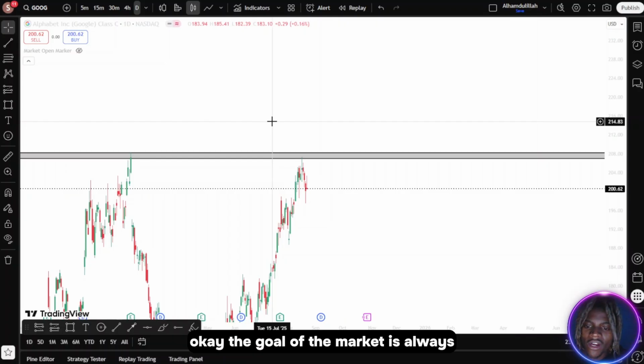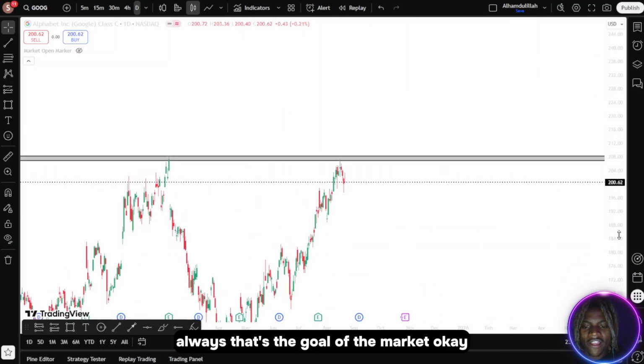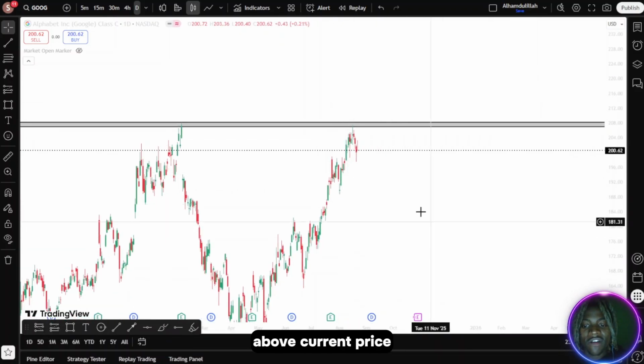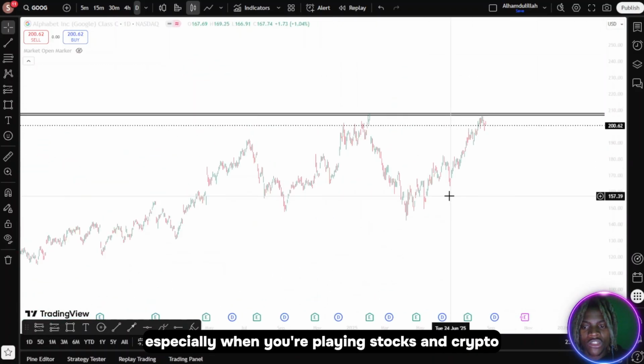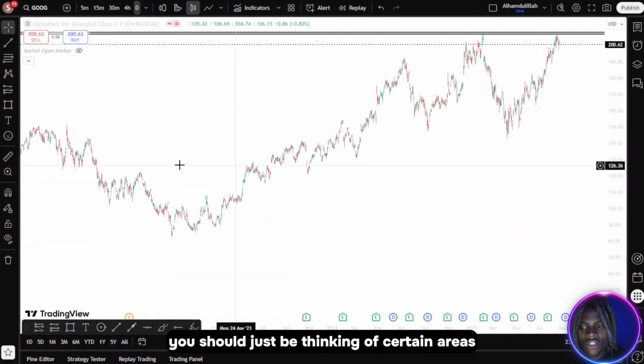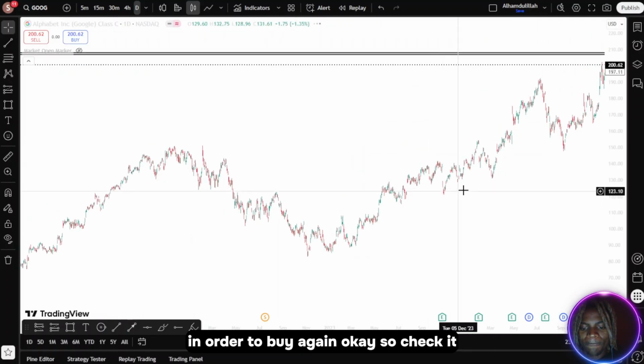The goal of the market is always trying to make new all-time highs. Always, that's the goal of the market. So your main profit target a lot of the time is going to be the distance above current price, especially when you're playing stocks and crypto. Be thinking bullish. Even within bear markets, you should just be thinking of certain areas in order to buy again. So check it.